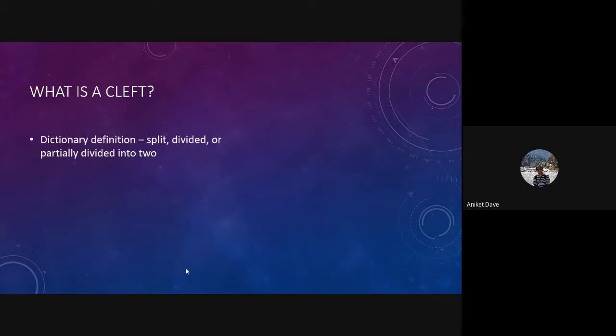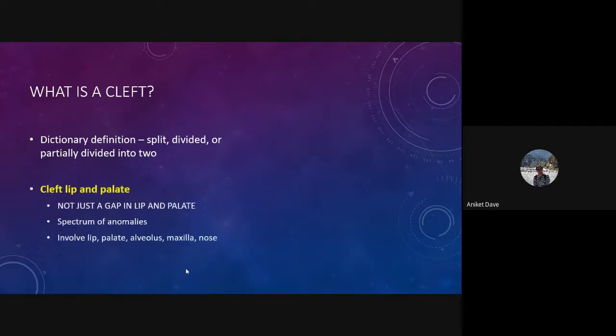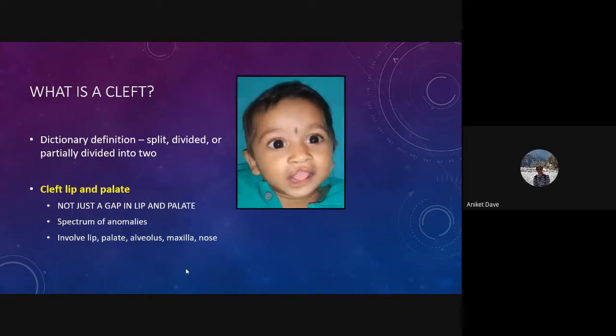So if you open an English language dictionary, an Oxford or a Cambridge dictionary, this is what you will find. It is something which has been split, divided, or partially divided into two. However, cleft lip and palate is not just that. It is not just a lip or a palate which has been divided into two. It is not just a gap. It is a spectrum of anomalies.